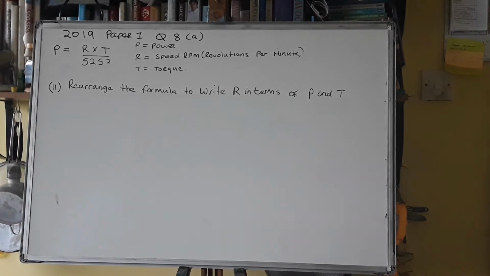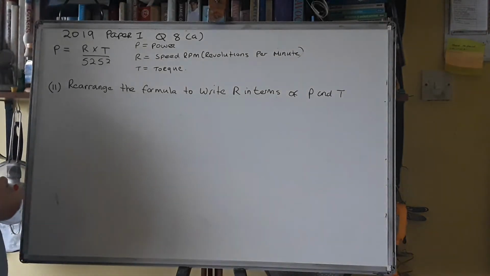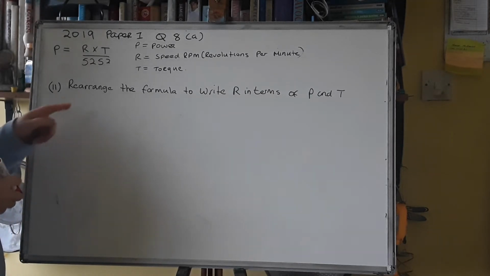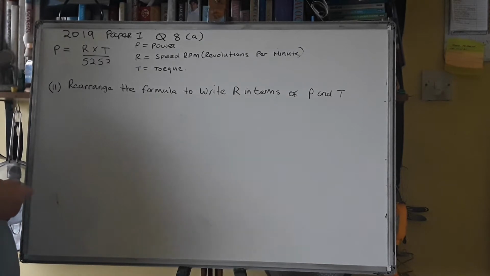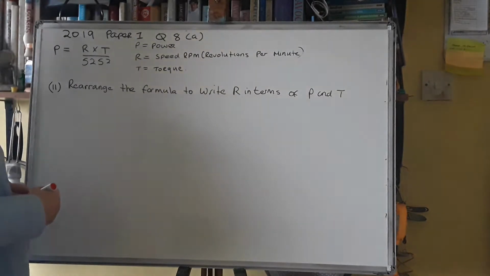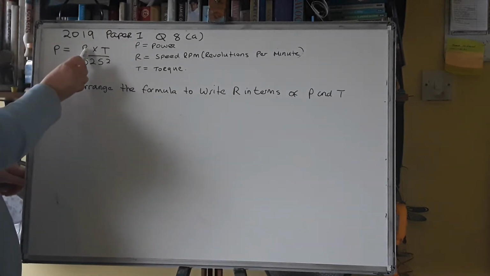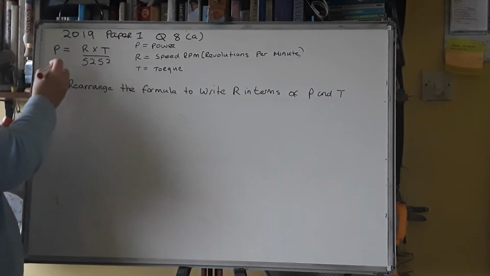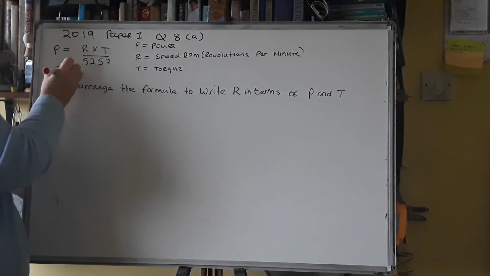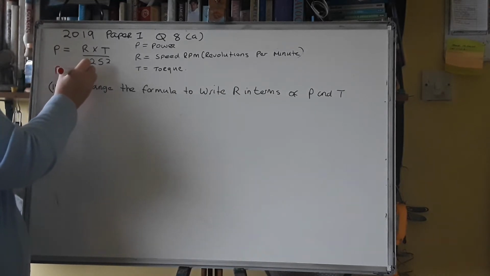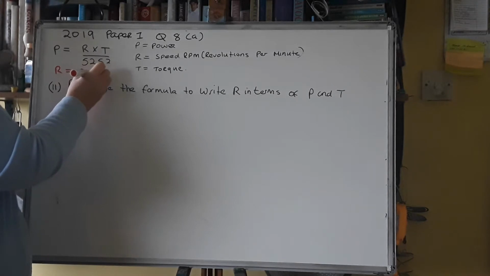So, part 2 then, A part 2. Again, if you haven't done this yet, pause the video now, have a go at this, rearrange the formula to write R in terms of P and T, and then press play again to see how you do it. Okay, so rearrange the formula to write R in terms of P and T. Now this is P written in terms of R and T. So what they want to know is, if you have R here, what would it be equal to in terms of P and T.